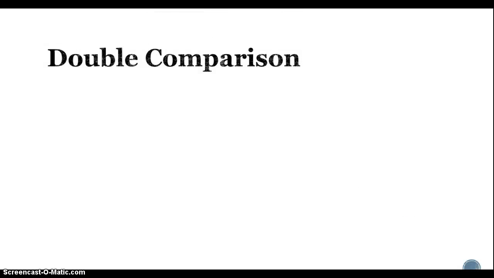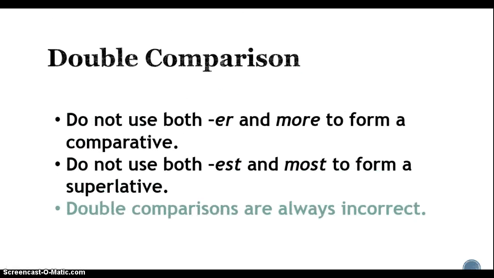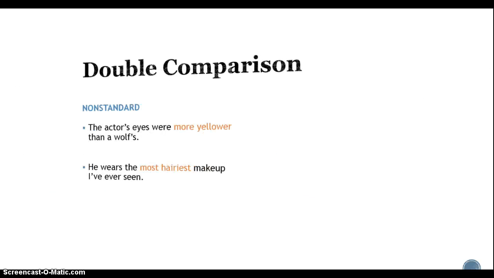The first one is called a double comparison. So let's explain how that works. You don't want to use both ER and more to form a comparative. You don't want to use both EST and most to form a superlative, because double comparisons are always incorrect. Let's take a look at some examples.